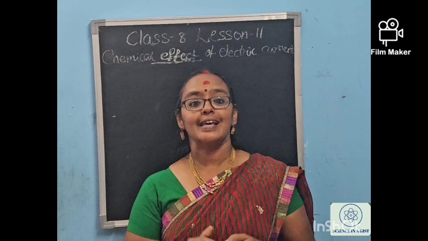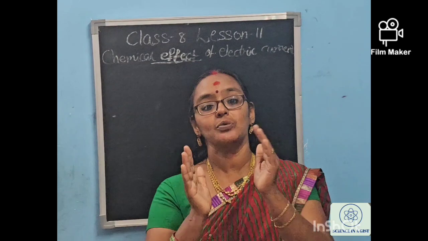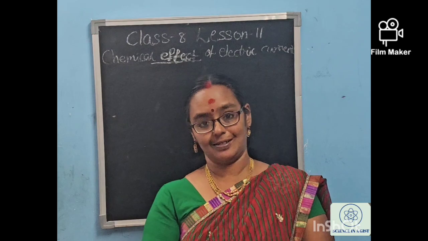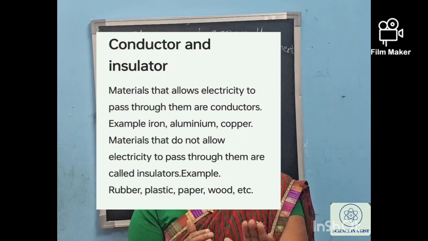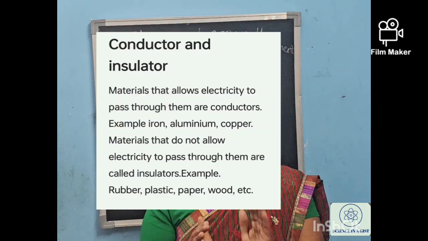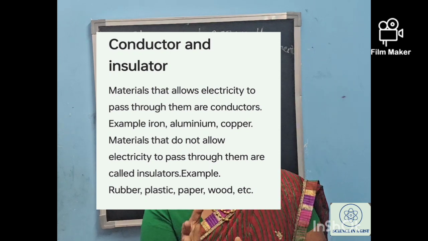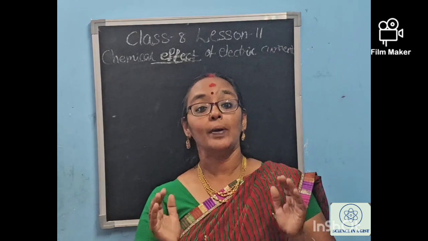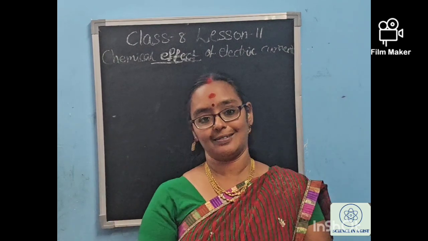When we are talking about electricity, it has to be passed through something, isn't it? We have already learnt about conductors and insulators. Conductors are the substances which allow electric current to pass through them. And insulators are the substances which do not allow the electric current to pass through them. So conductors conduct electricity and insulators do not conduct electricity.